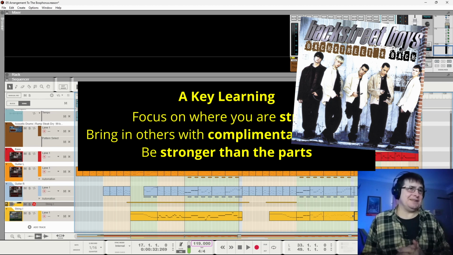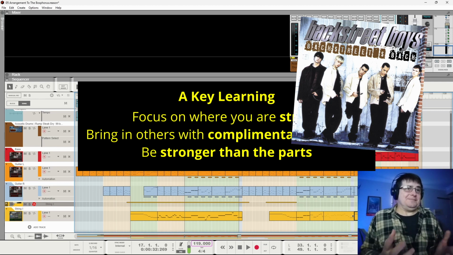There's no particular wonderful greatness in that. But with superb arrangement, that is just absolutely amazing work. I'm not a big fan of Backstreet Boys at all. I don't own any of their stuff. But Backstreet's Back is really impressive work because of the arrangement.